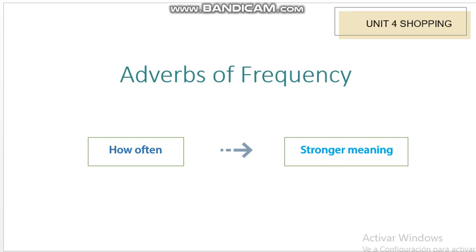Good morning. In this class of Unit 4 Shopping, I am going to explain adverbs of frequency. The adverbs of frequency tell us how often something takes place. They are used to talk about how frequently you do something or something happens, so they make the meaning stronger.